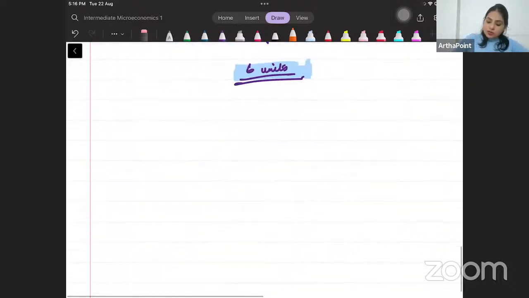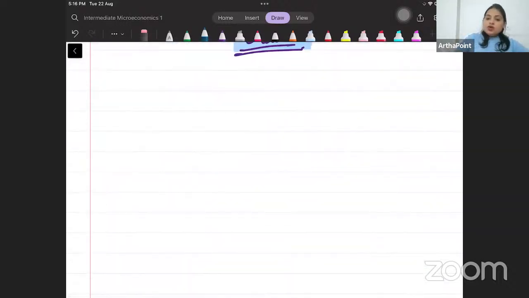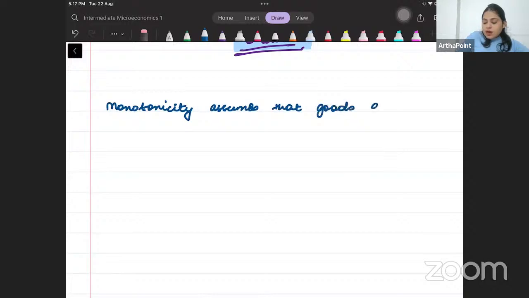So please write down monotonicity. So write down: monotonicity assumes that goods are desirable.